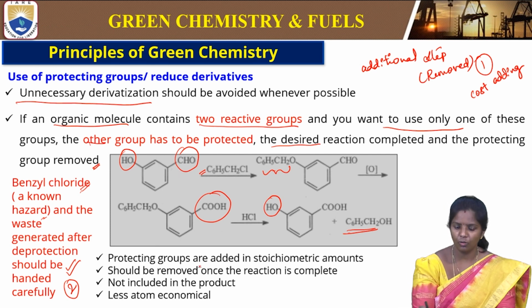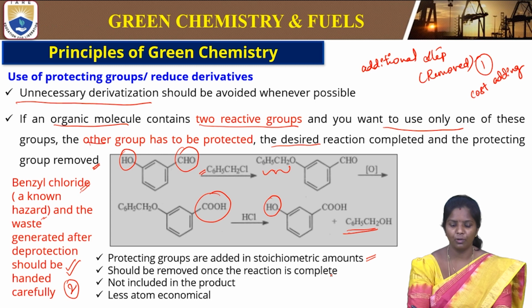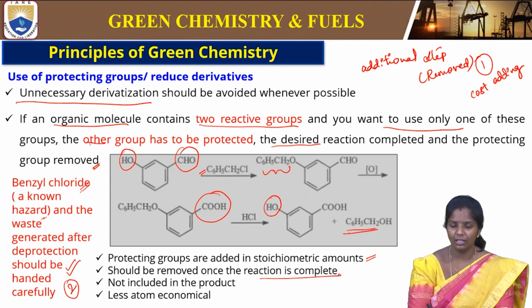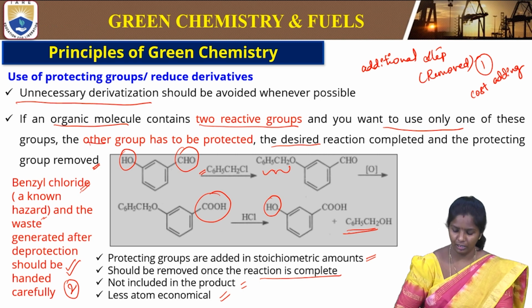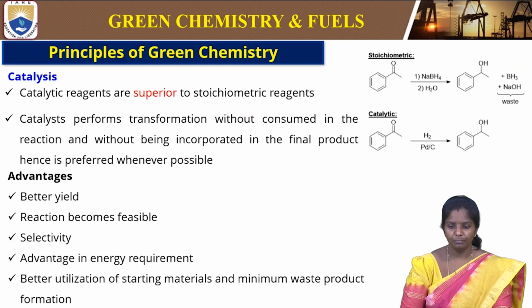So atom economy will reduce. These protecting groups are added in stoichiometric amounts and should be removed once the reaction is complete. We have to take care that they are not included in the product. They should not be an impurity in the product, and this ultimately will reduce the atom economy. The next one is catalysis.